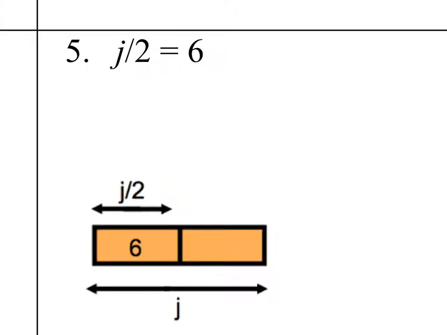Alright, number 5. Here we have half of a j, which means we could rewrite this, by the way. And that rhymes, that's pretty cool. So I got half of a j equals 6. These 2 equations are the same thing. Well, if half a j is 6, let me show you guys this using a model.